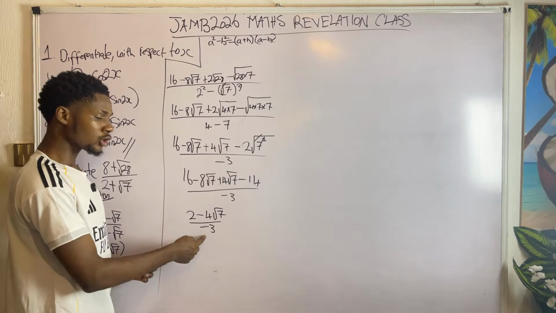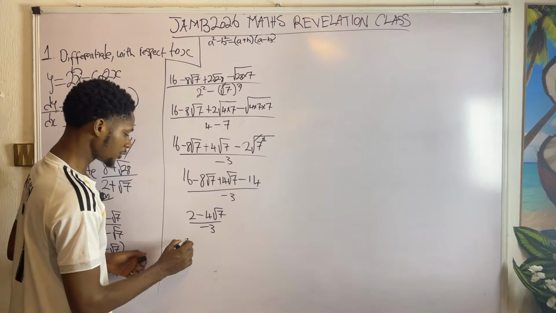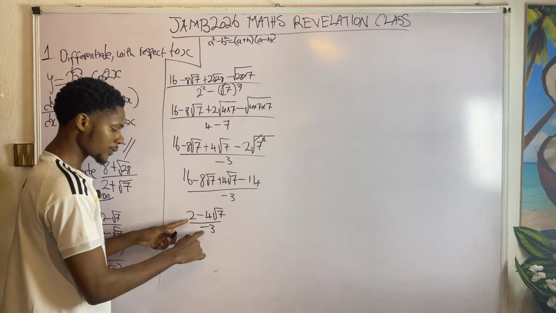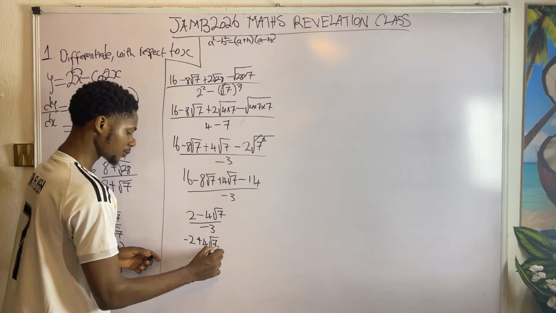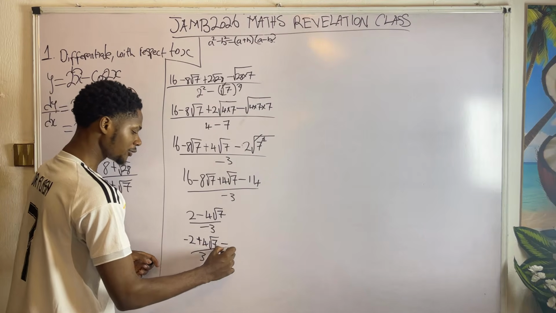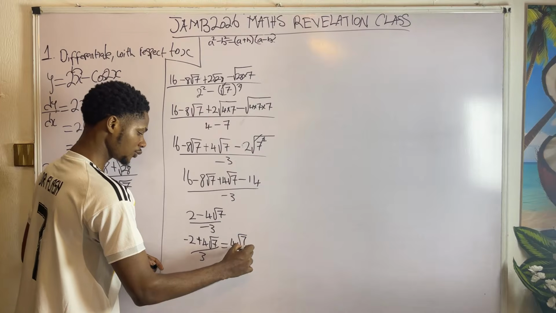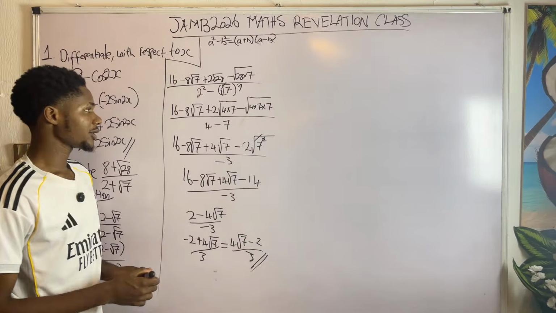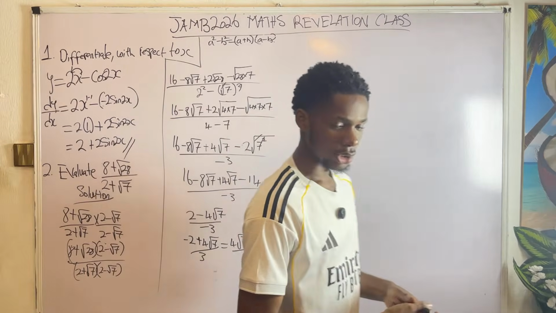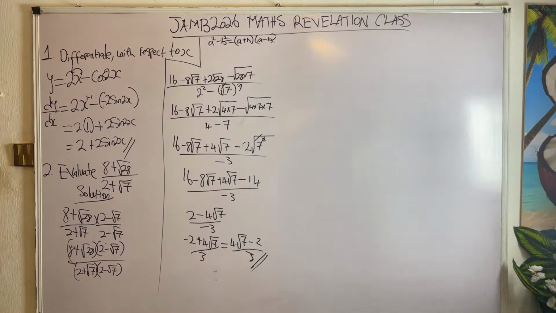Now, how do you simplify? The minus must go to the top. I'm not going to be left with minus 2 because the minus goes to the top. Minus, and this is plus 4 root 7 divided by 3. And this can be written as 4 root 7 minus 2, all over 3. And that is the right answer. Very, very easy. I'll give you guys some time to understand what is written on the board.